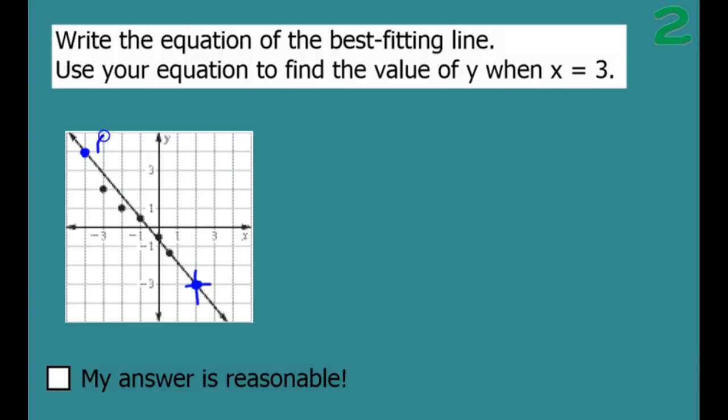So if we label our points, this would be negative 1, 2, 3, 4, so negative 4, and then up 1, 2, 3, 4, so negative 4, 4. Down here, we are going over 2, and down negative 1, negative 2, negative 3. So 2, negative 3.